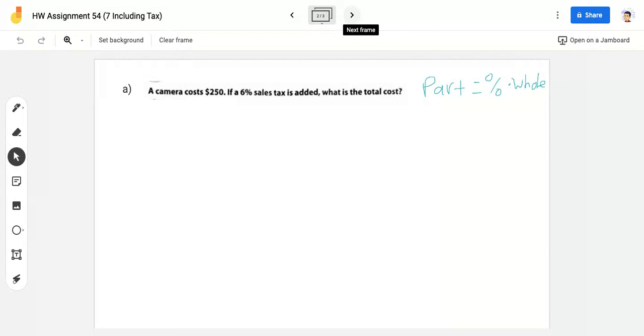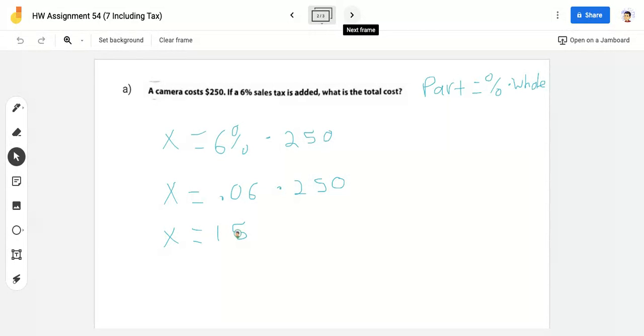So our part in this case, we don't know. So x is going to be equal to our percent, which is 6%, times 250. 6% has to be written as a decimal. So x is going to be equal to not 0.6, but 0.06 times 250. That's a common error that people make. And 0.06 times 250 is 15. So x is going to be equal to 15.